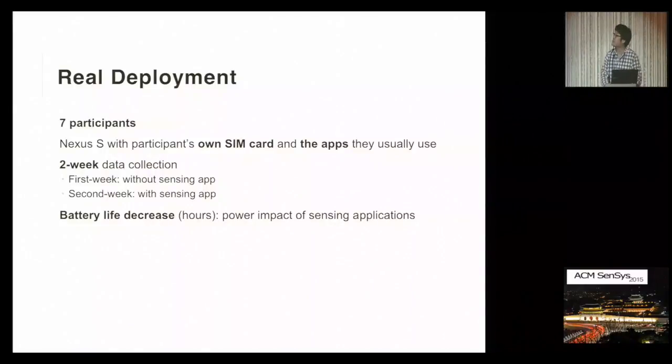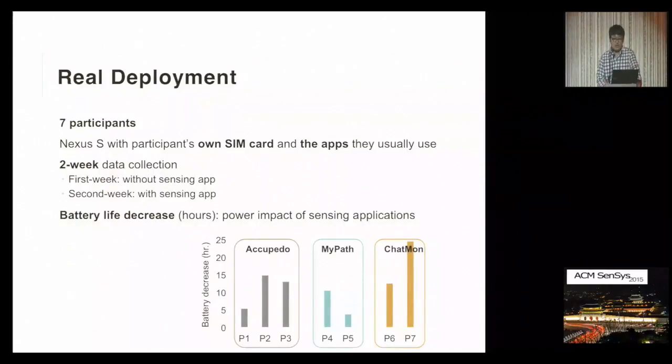To evaluate the performance of the PowerForecaster in the real deployment environment, we recruited 7 participants, and we provided a Nexus S phone. We asked them to install their own SIM card and the applications they usually use. So then we collected that data for 2 weeks. In the first week, they used their phones as usual. And when the second week started, they installed one of the sensing applications.